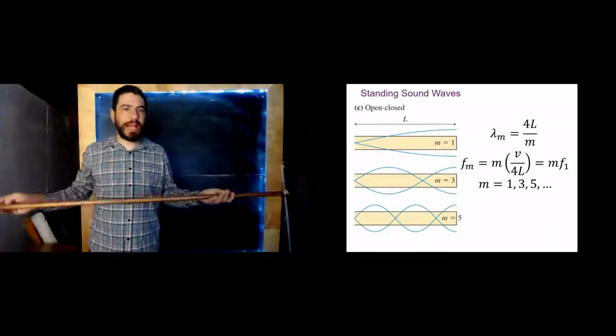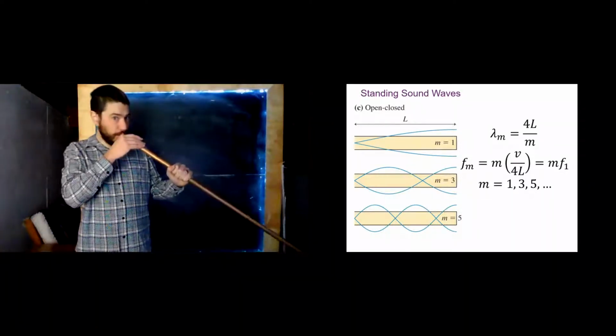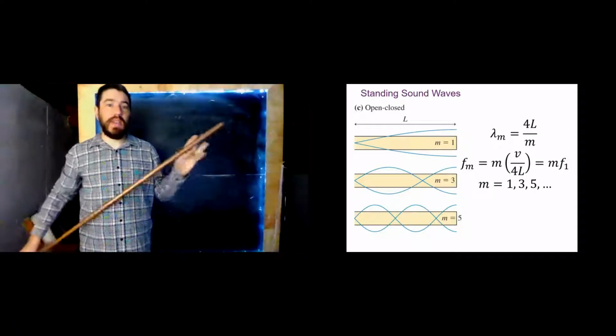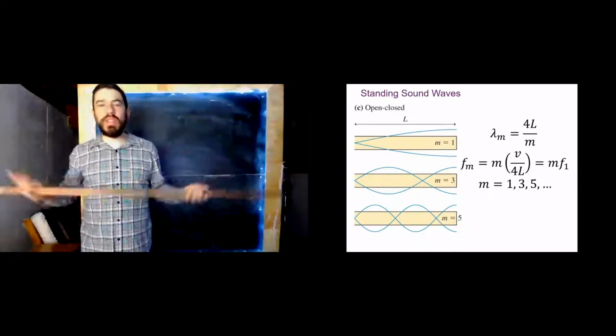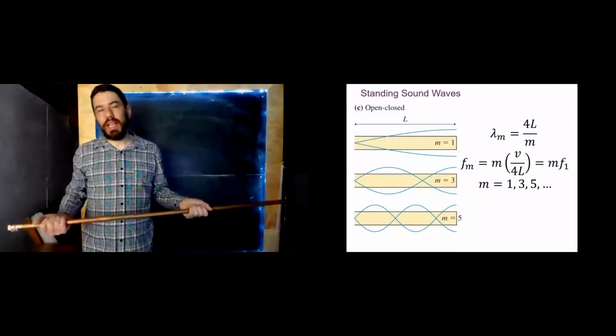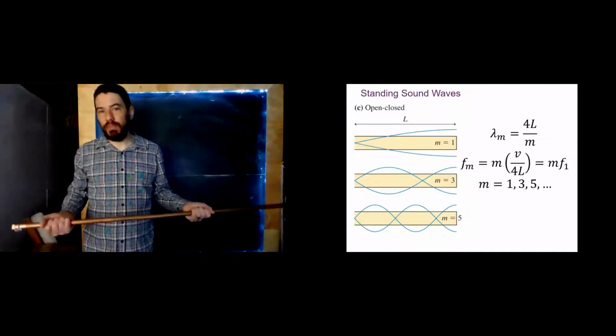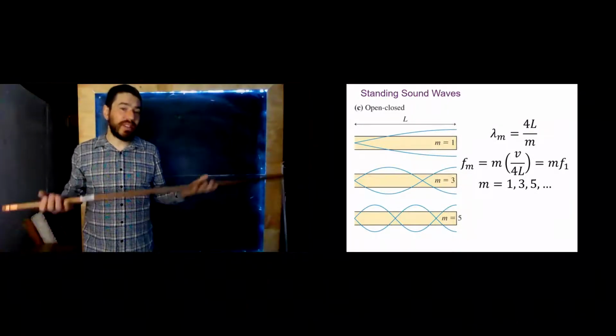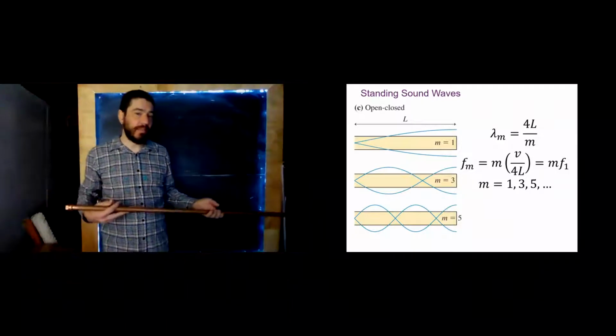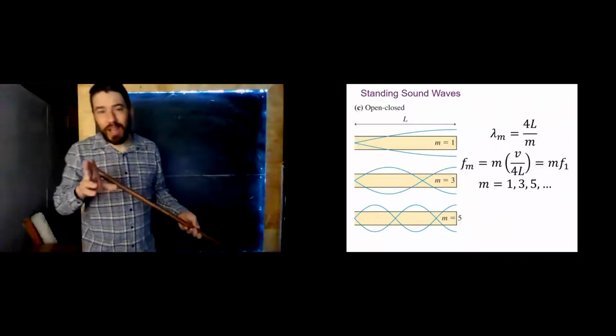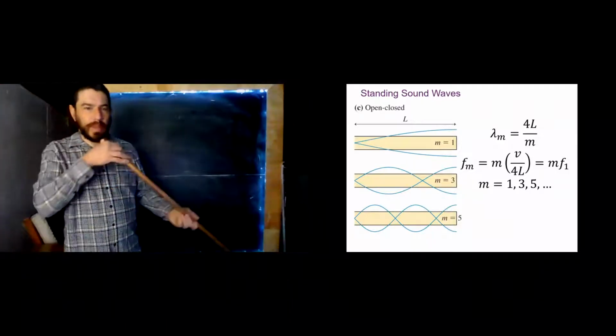So here we have this copper pipe. When I put my mouth over the end, this end becomes closed and this end becomes open. So this is a system that's well modeled as an open-closed system. And I can set up different standing waves in this system. I'll give it my best. I'm not a brass player, but I'll give it my best here.